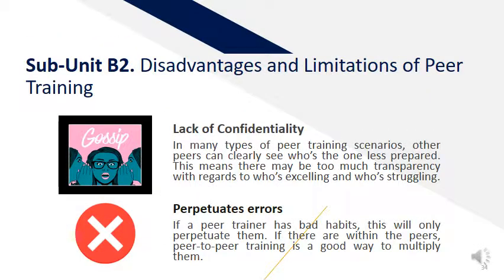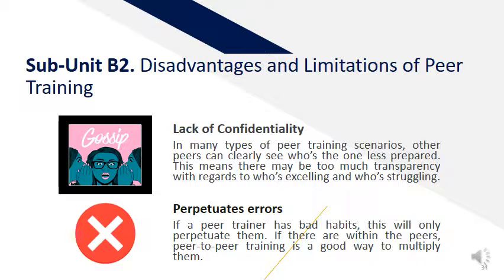We are going to mention two more disadvantages and limitations. One of them is the lack of confidentiality. In many types of peer training scenarios, other peers can clearly see who's the one less prepared. This means there might be too much transparency with regards to who's excelling and who's struggling. For example, activities in which peers do role-playing and take turns teaching. This can be uncomfortable for other teachers.